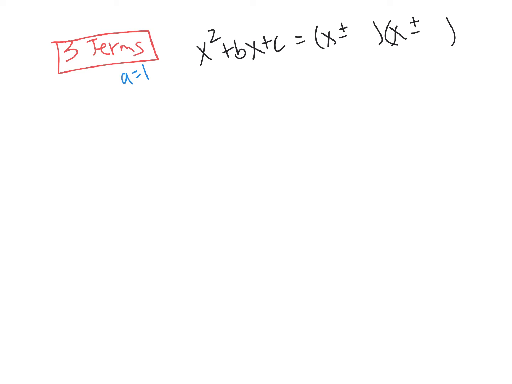And how do we figure out what that something is? I'm looking to find 2 numbers that multiply to c, but add to b. So these 2 numbers here, they need to multiply to get c, and they need to add to get b.